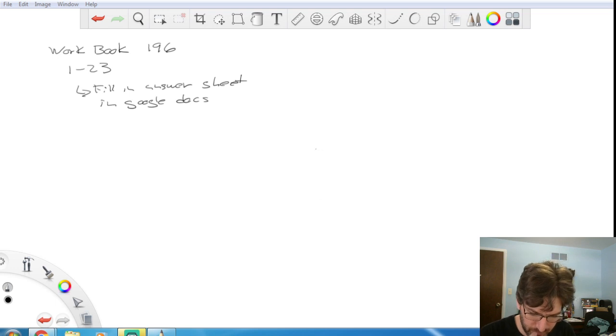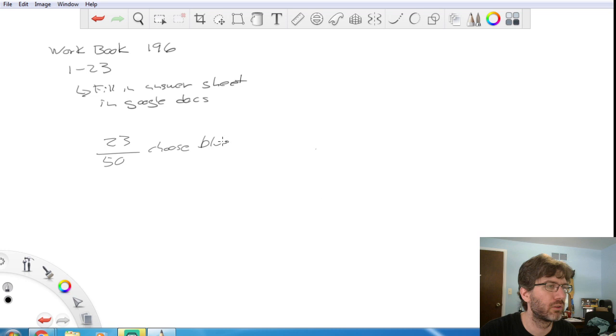Yeah, these aren't too difficult. You should be able to figure this out. Number 21 is easy if you pay attention to your factors. Number 22, just be careful because it wants you to choose not blue. Right, so if 23 out of 50 people chose blue, how many out of 50 choose not blue? Right, they are mutually exclusive in there.